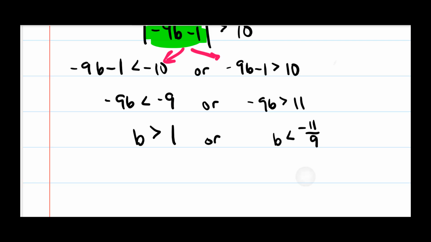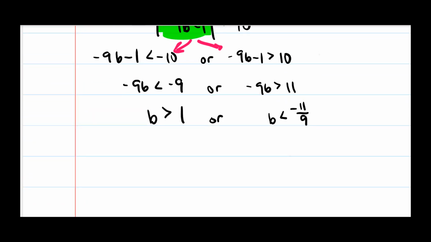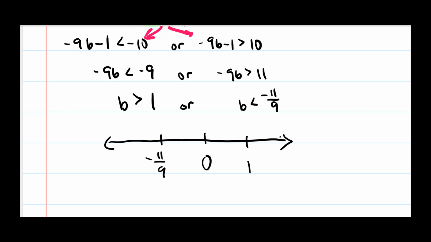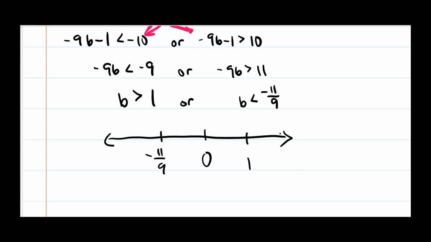So we just solved it. Now we're going to graph it. We're going to have our little number line. We're going to have 0 here, and we're going to put 1 right here, and -11 over 9 on this side. So this symbol, the absolute value inequality, tells you above each one of these we're going to put open dots. So above -11 ninths and above 1, we'll put an open dot.